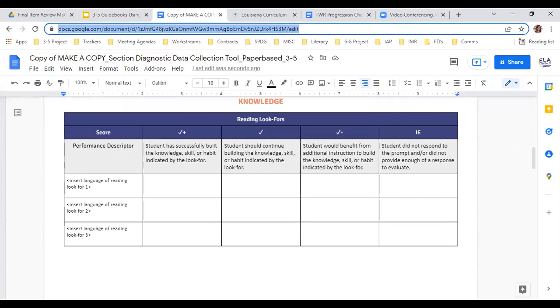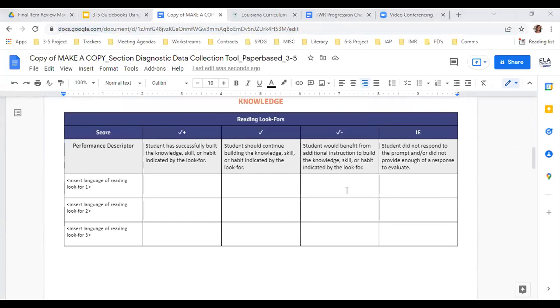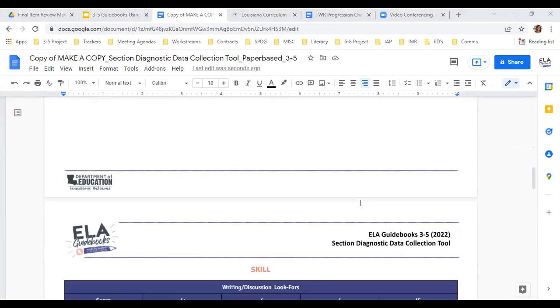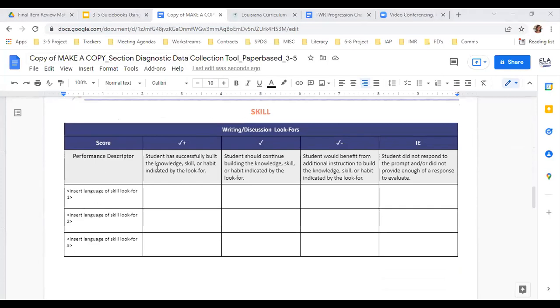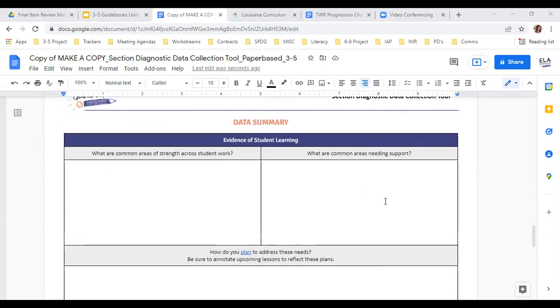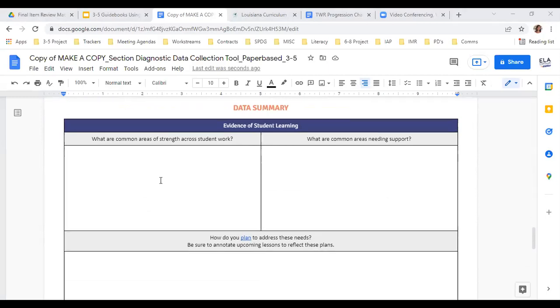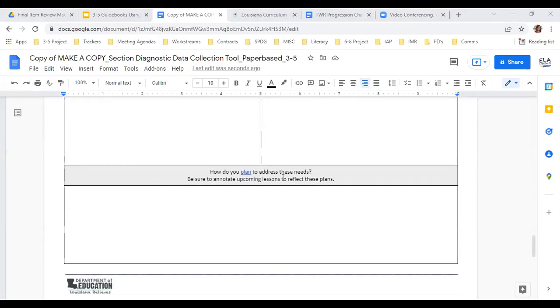With that, they would then decide, has the student successfully built the knowledge and skill? Is there something that may indicate needing some assistance with? Are there some missing pieces to some knowledge or skills? Or did they not really respond to the prompt? It did not give enough response to evaluate. Teachers could take this information and then build further out common areas of strength, as well as those in-the-moment supports that can help build those learning opportunities.